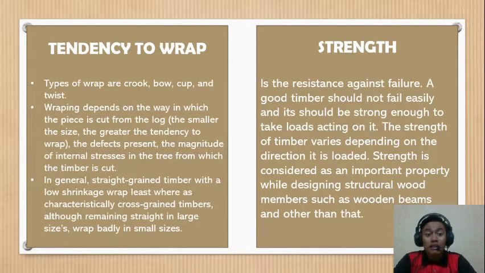Tendency to warp. Types of warp are crook, bow, cup, and twist. Warping depends on the way in which the piece is cut from the log. The smaller the size, the greater the tendency to warp. The defect presents the magnitude of internal stress in the tree from which the timber is cut. In general, straight grain timber with a low shrinkage warps least, whereas characteristically cross grain timber, although remaining straight in large sizes, warps badly in small sizes.